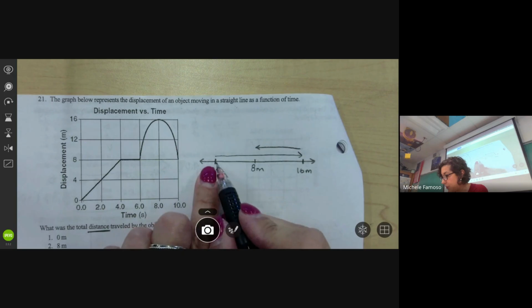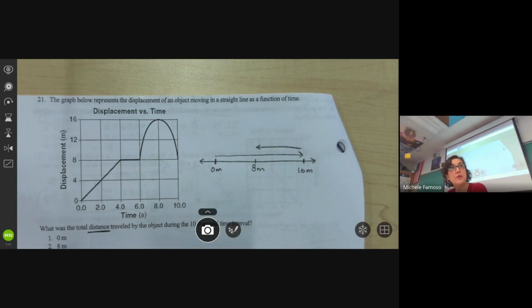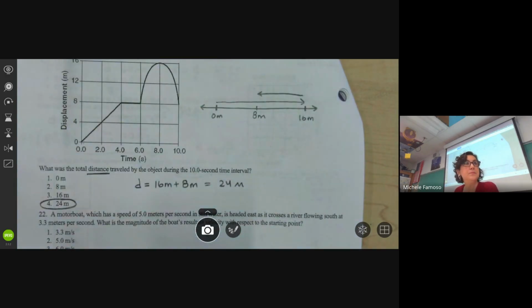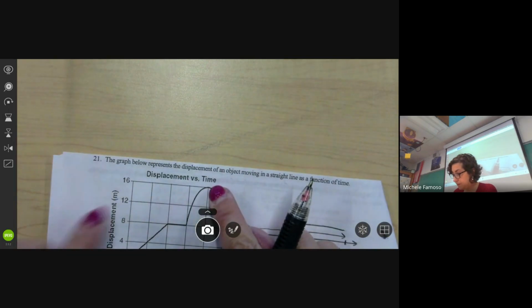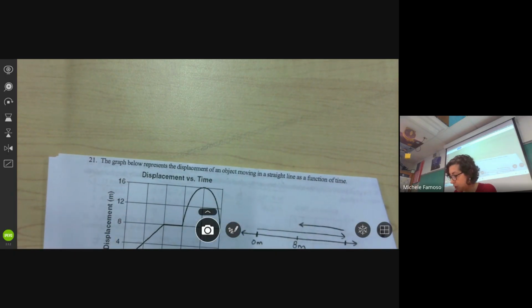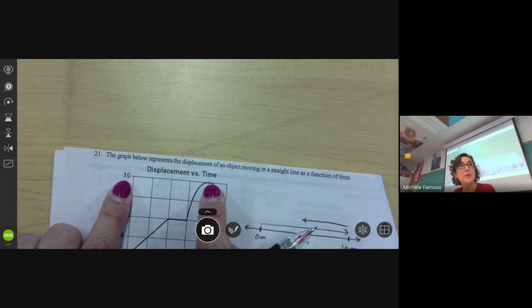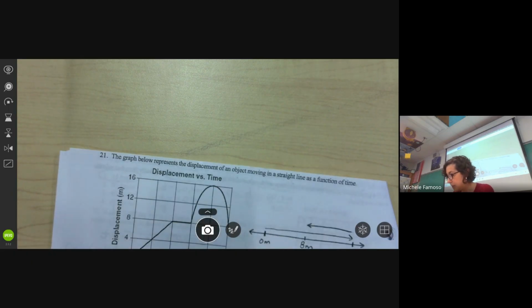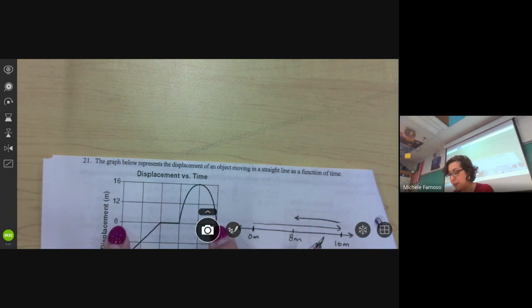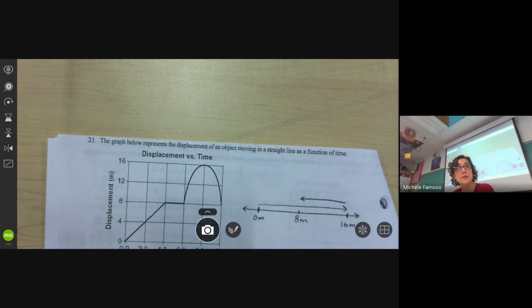The distance traveled would be the sum of those 2 arrows. I don't care about the direction. So the distance traveled would be 16 meters plus 8 meters, which is 24 meters, choice number 4. Okay, does that make sense? The graph, 16 meters. So between 0 and 8 seconds, I am moving to the right until I reach the 16 meter position. Then between 8 and 10 seconds, I backtrack and I end up at the 8 meter position on my number line. Okay, so that's how you get the distance.